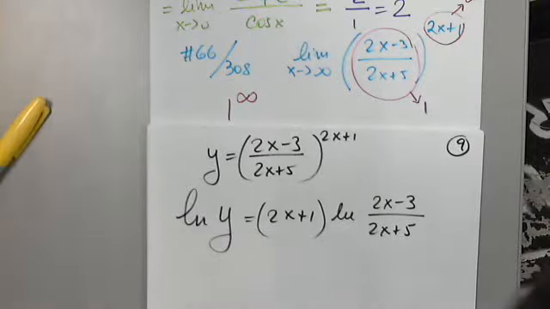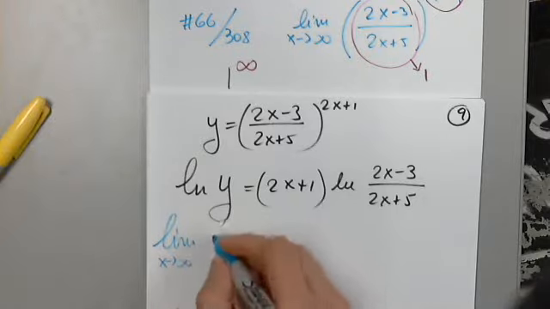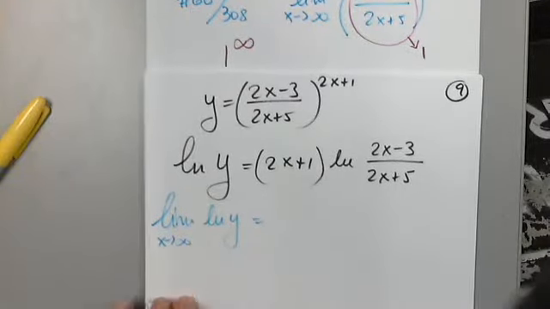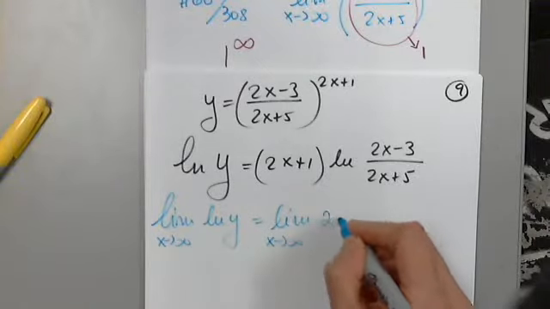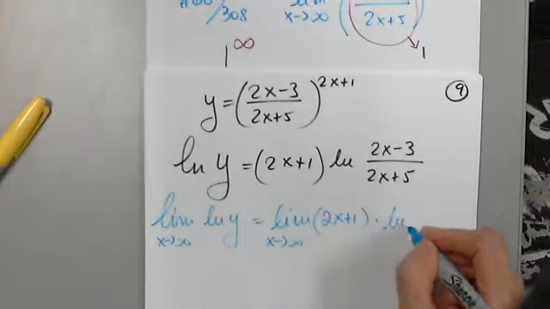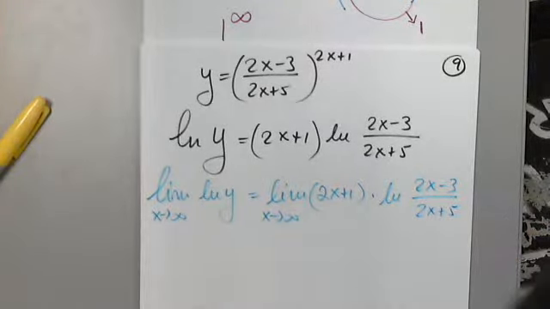We applied log to both sides. Now we have to apply the limit to both sides. Same idea. So I will apply the limit as x approaches infinity to natural log of y, and I will apply the limit as x approaches infinity to (2x plus 1) times natural log of (2x minus 3 over 2x plus 5). And very soon, not in the next 5 minutes though, but soon we will get rid of that log. And we will definitely find the limit of the function.